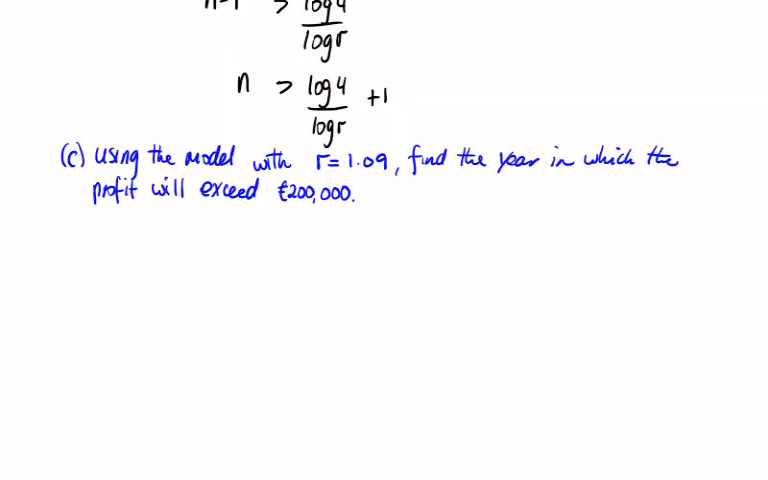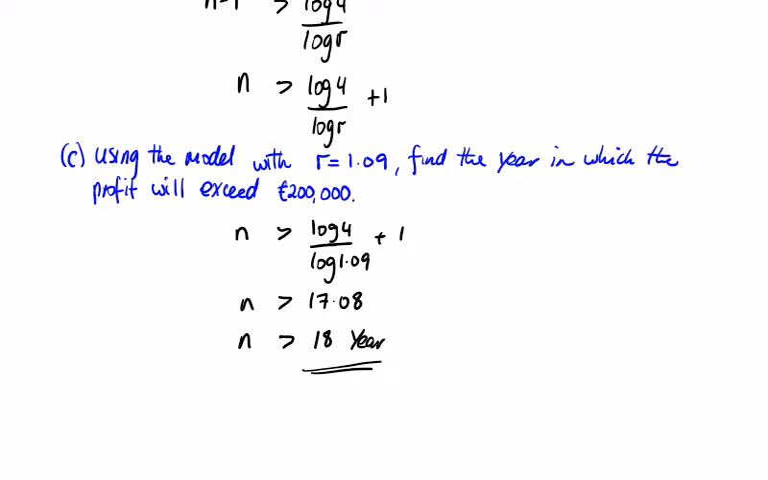That's part B. Part C, you're asked to use the model when R is 1.09 to find the year in which the profit will exceed 200,000. Well, this is just a substitution question. The log of 4 divided by the log of 1.09 plus 1. Obviously this is calculator use. Typing this into your calculator, you're going to get 17.08. So n obviously has to be a natural number, so n will be 18, so in the 18th year.